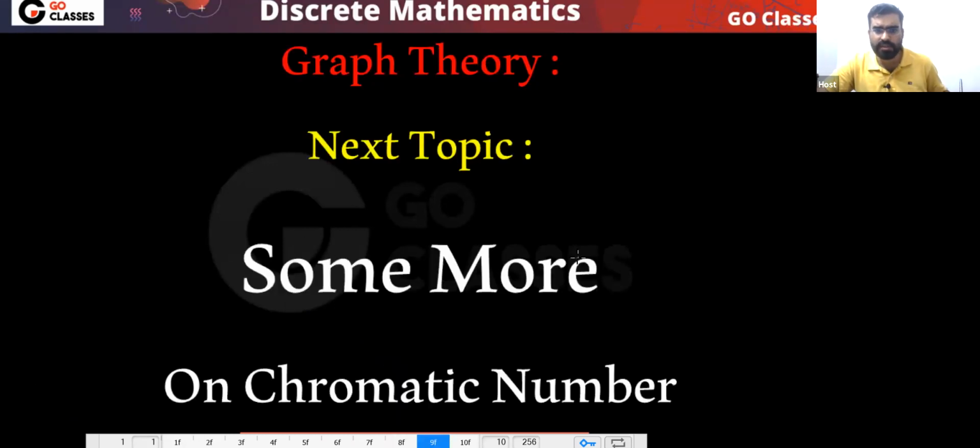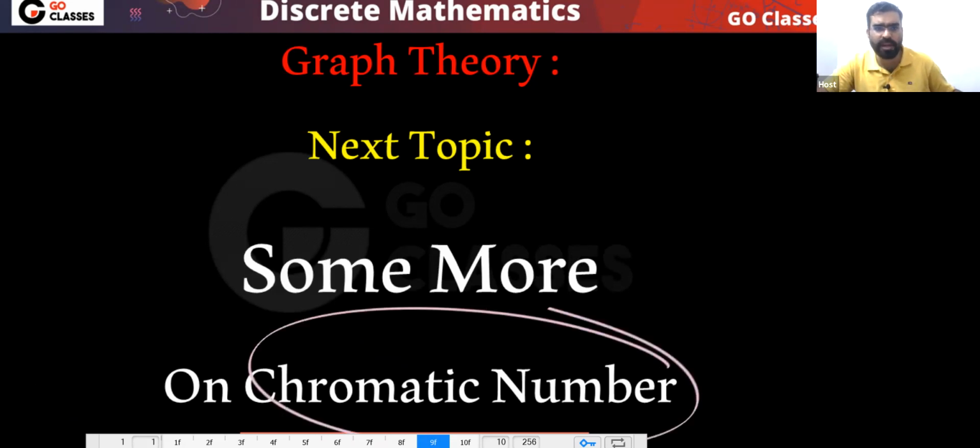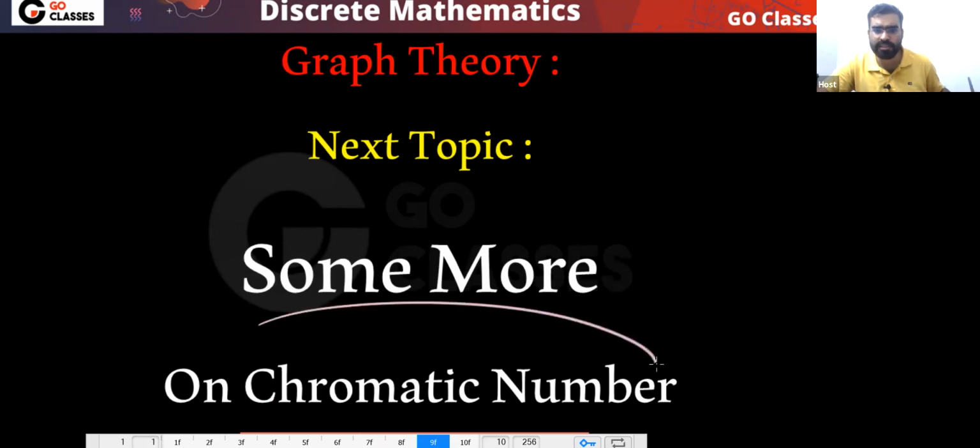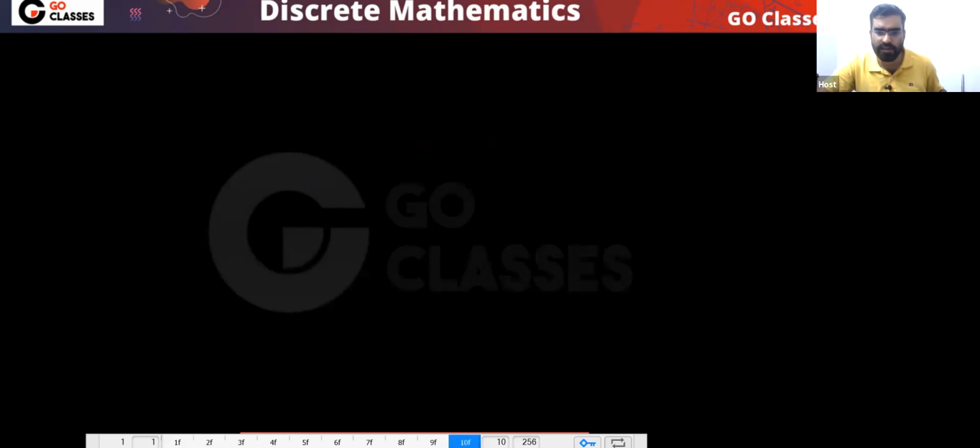Let's see. We have already seen the chromatic number, right? Chromatic number means vertex coloring. What is the chromatic number? This is the minimum number of colors needed to vertex color a graph. So this is called the chromatic number.